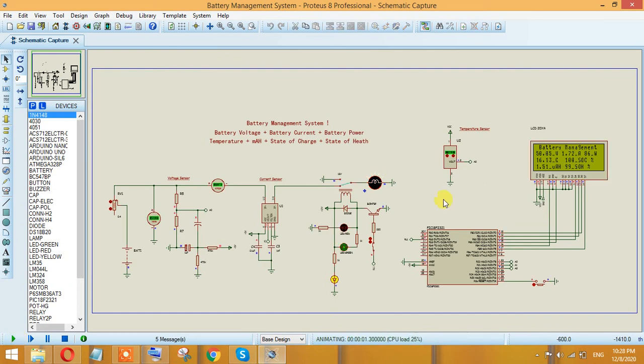So as you can see, it is showing 51.72 volts, 1.72 amps, 86 watts. Now let's say I start decreasing the voltage, so you can see that the state of health and state of charge will be affected accordingly. Okay, as you can see, state of charge is decreasing but state of health is remaining the same.